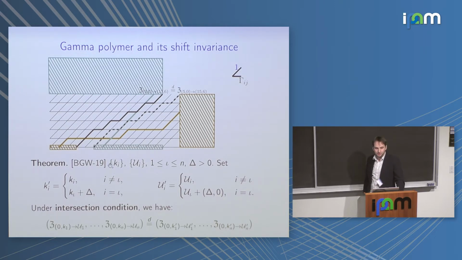Namely, what you can do, you can go from this blue area here to this blue area here. So look at any polymers which start here and here. And you can go from this orange area here into this orange area here. So look at any polymers which start here and start here. So all the orange and blue things, they're all fixed, and the black thing is being moved. And the statement is that the law is not going to change. Okay. So that's our shift invariance for the gamma polymer.